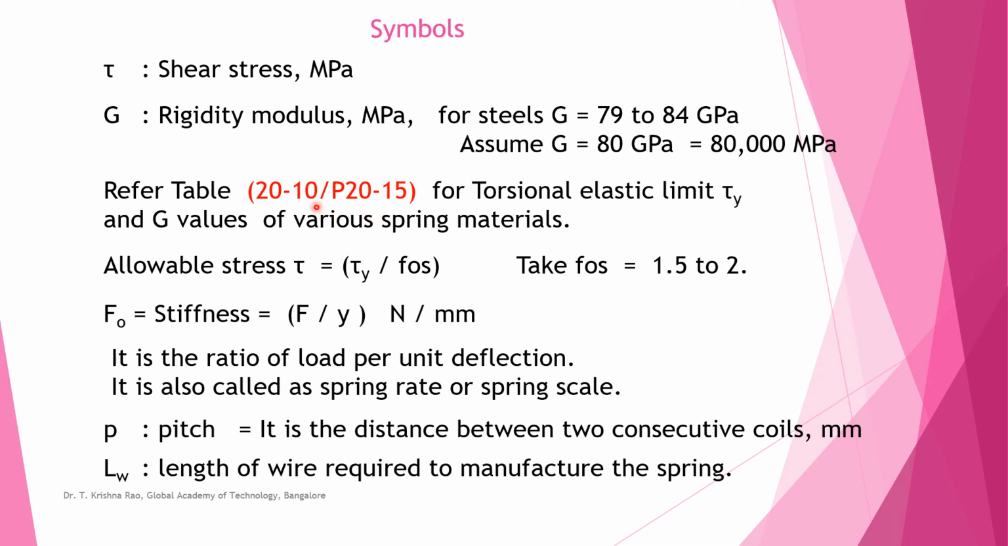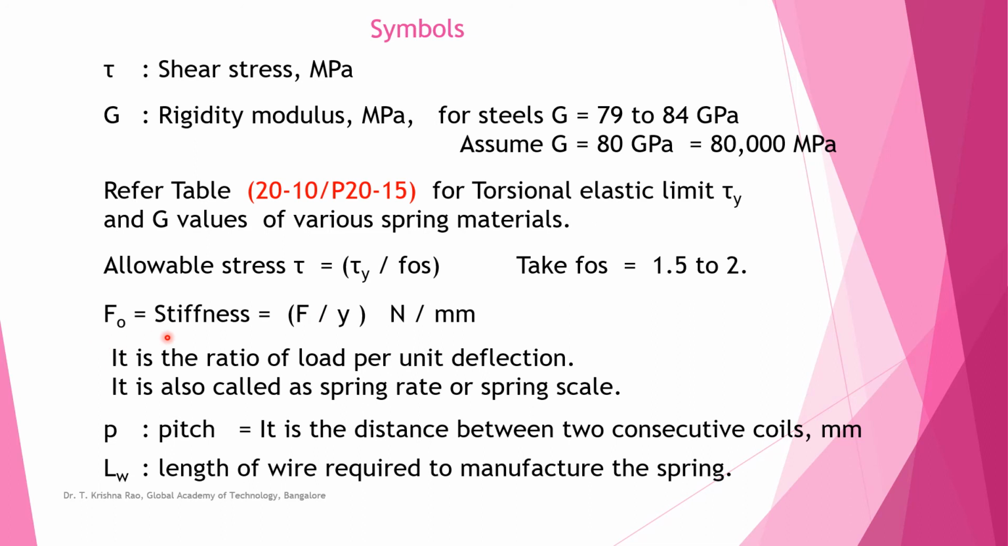And table 20-10, page 2015, gives you the various materials and their properties with respect to the tensile stress, torsion stress, modulus of elasticity, modulus of rigidity. This table gives the values of elastic properties, torsional properties, and for helical springs we use torsional properties, and torsional elastic limit we take as tau y from the table divided by factor of safety. Factor of safety for springs is around 1.5 to 2, and then find out the allowable stress.